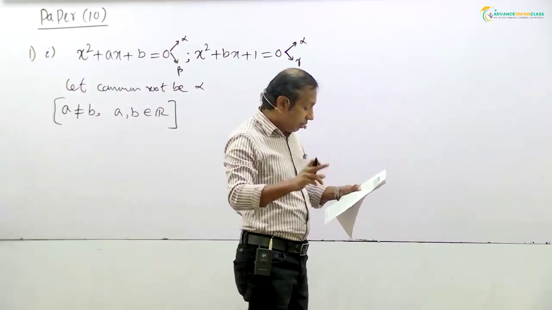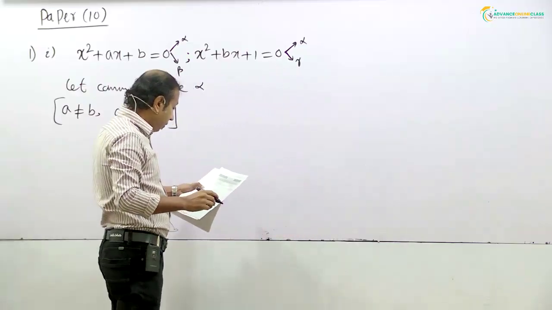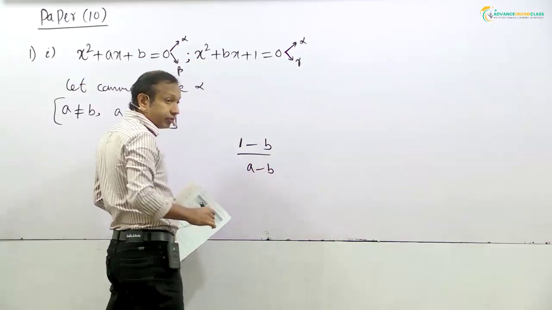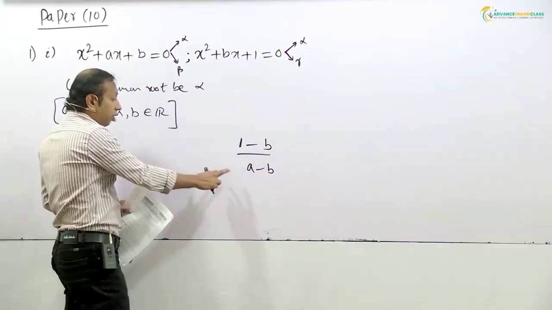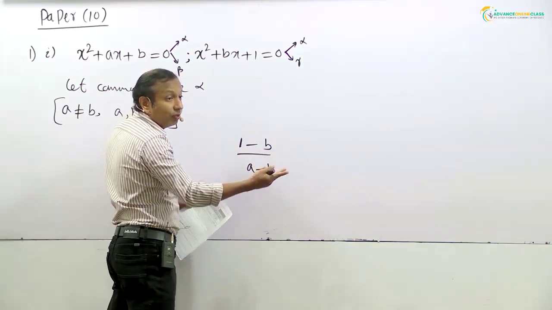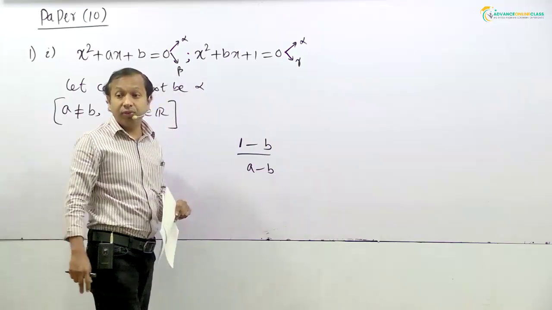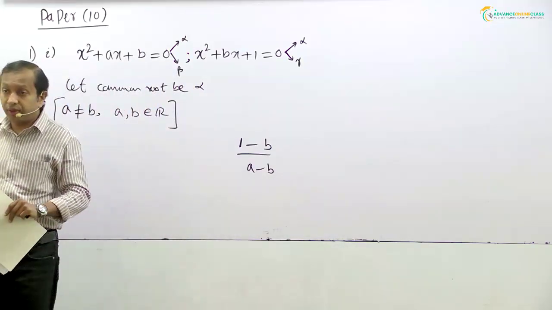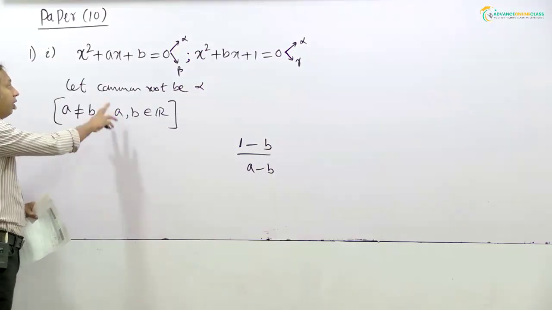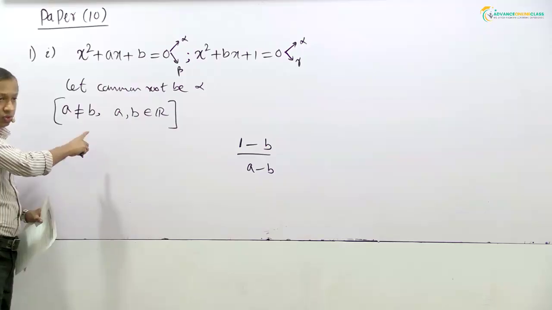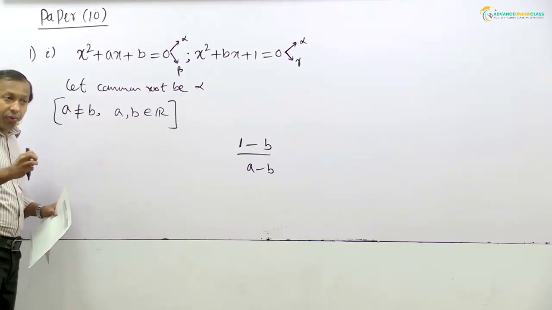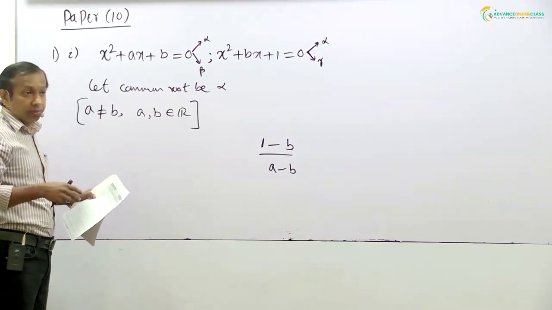A not equal to B means, in the first answer, we are given the common root is 1 minus b divided by a minus b. If A and B are equal, this difference is 0. Then something divided by 0 is undefined. Then the common root will be undefined. That is why we are given A not equal to B. So when you are given some information like this in a question, you have to pay attention to it. Sometimes by that attention, you will get some important data to work out the question.